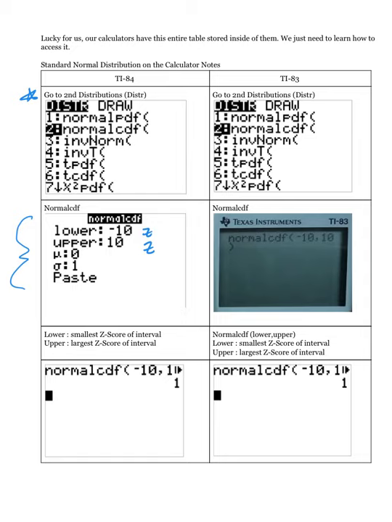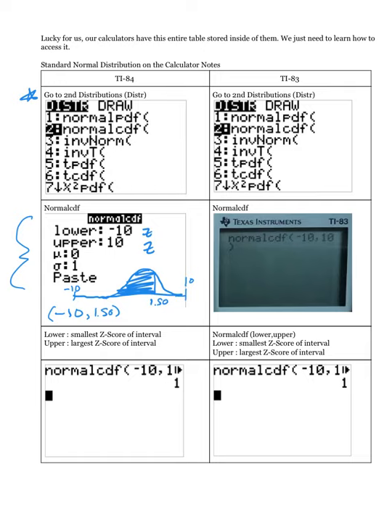Depending on which area you want, if I was doing my first problem from our examples where the z-score was 1.50 and I wanted the area to the left, then my lower z-score would be negative 10 and my upper z-score would be 1.50. Okay, so we use negative 10 as a really low z-score on the left, and we would use positive 10 as a really high z-score on the right. And that will get us our answer.